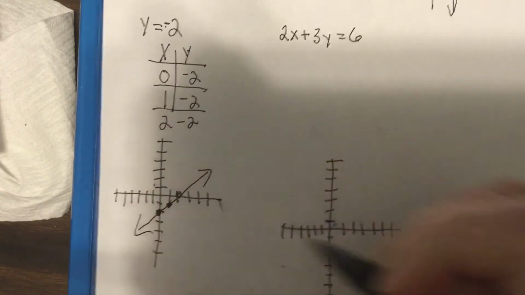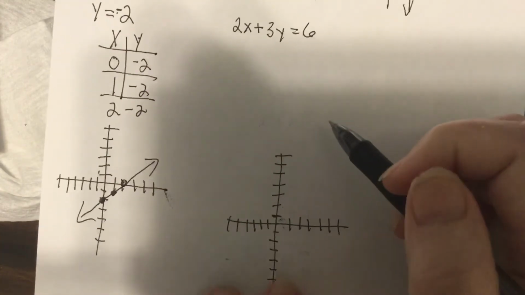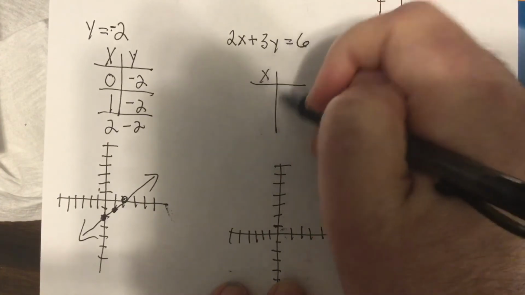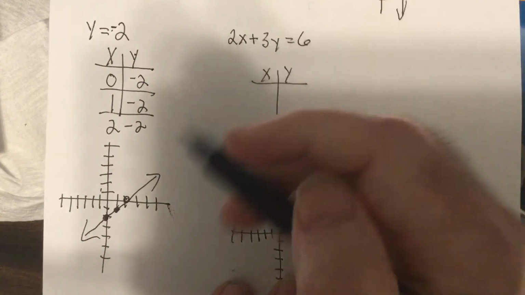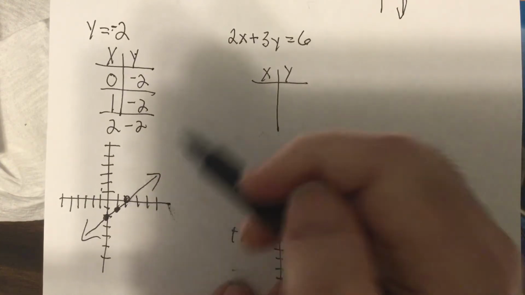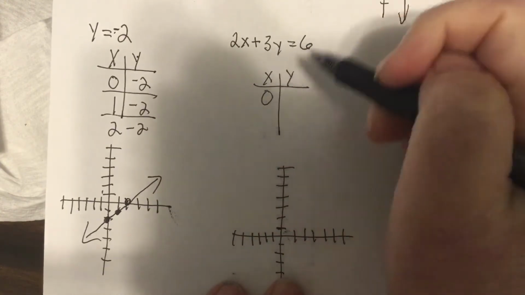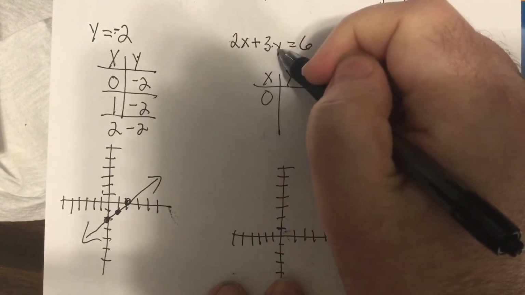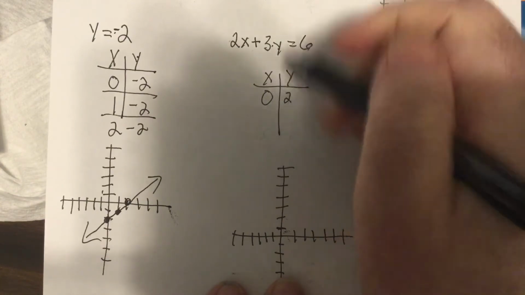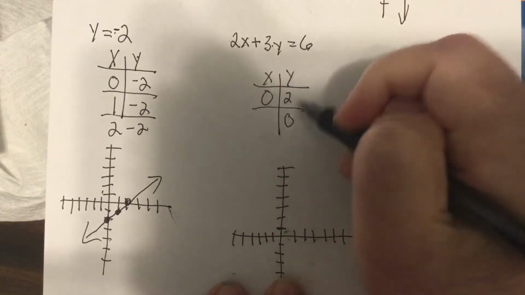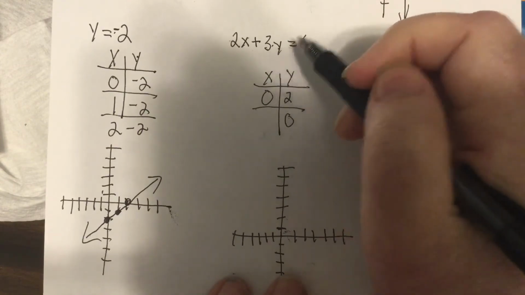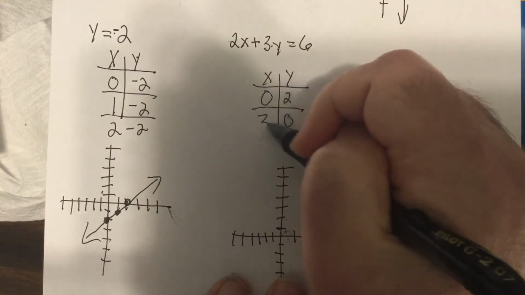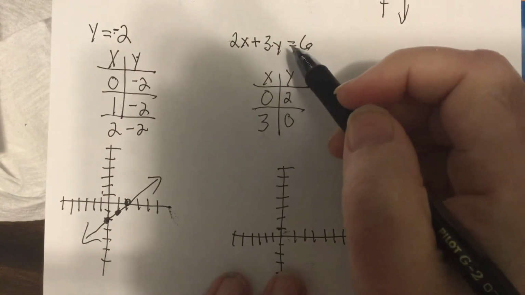So freeze the video and do this one problem. Find 3 ordered pairs for me. Now, why not find what's called the intercepts, where it touches the axis? So put 0 in for x. 0 drops out. 3 times what is 6? Well, that's 2. And then put 0 in for y. This drops out. 2 times what is 6? That's 3.